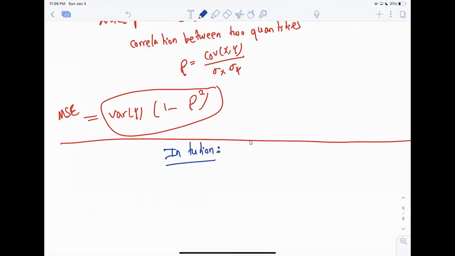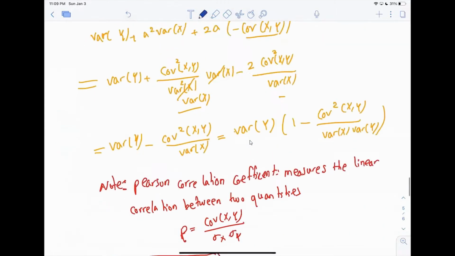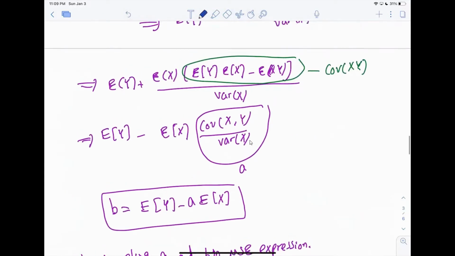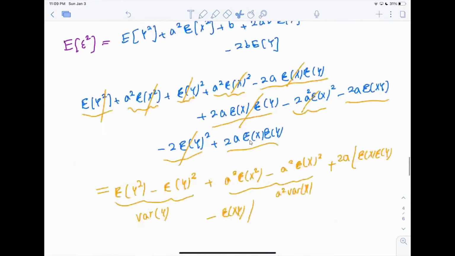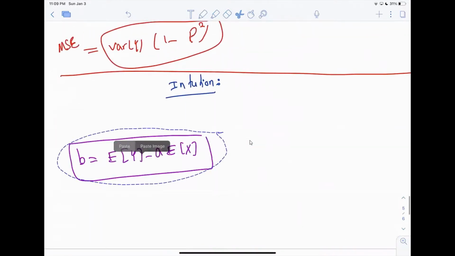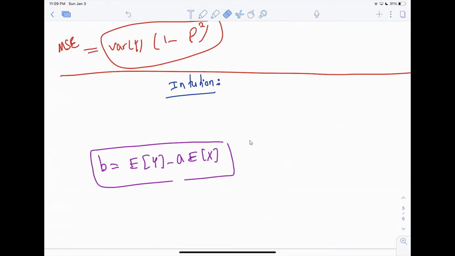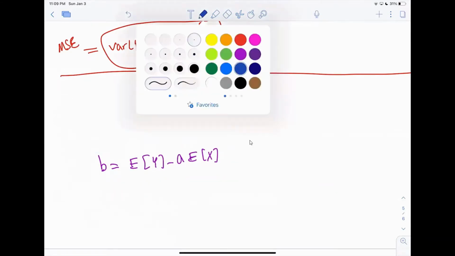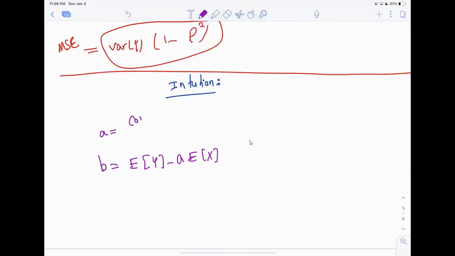Okay, intuition. Let's write it there. I am going to copy the equation of B here, and I'll write the equation of A because it's too simple to write. This is B. A is the covariance of x and y divided by the variance of x, and the MSE was the variance of y times 1 minus rho squared.